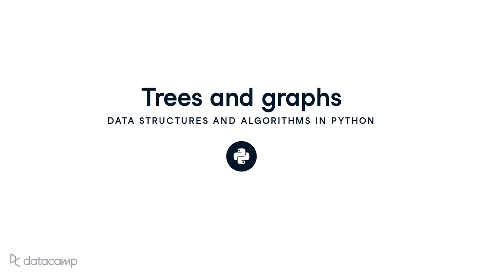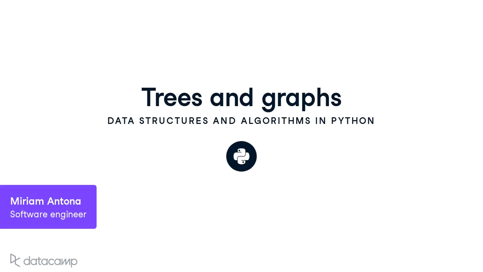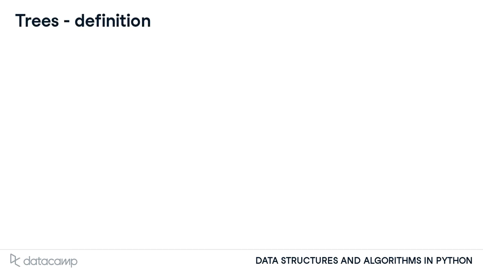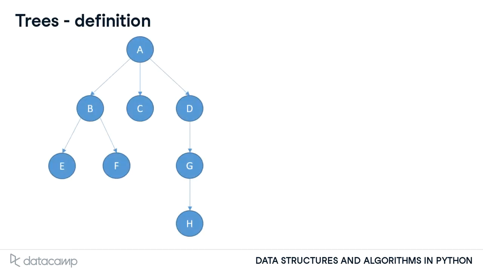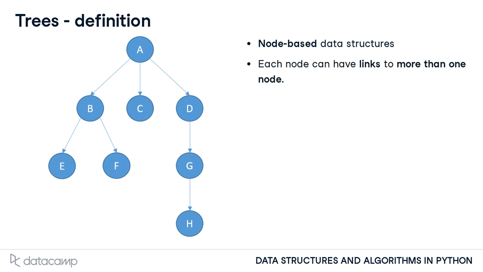In this video, we will study two data structures, trees and graphs. Let's start by defining trees. Trees are node-based data structures where each node can have links to more than one node.